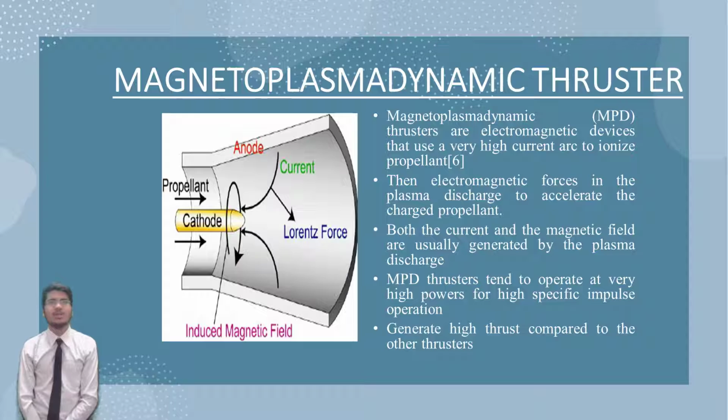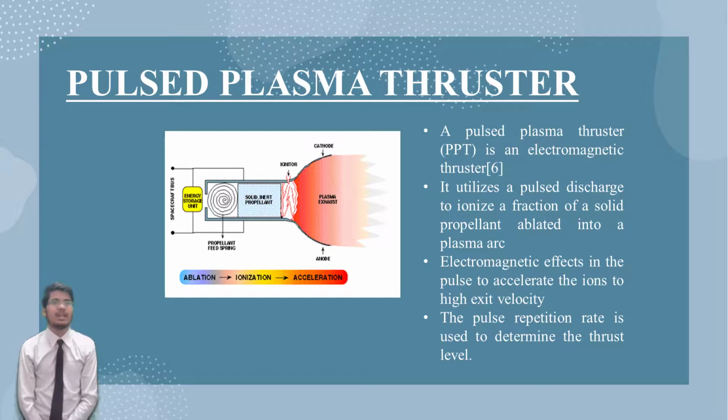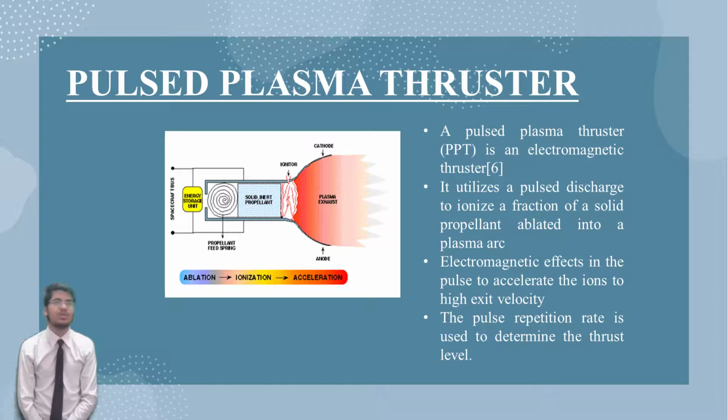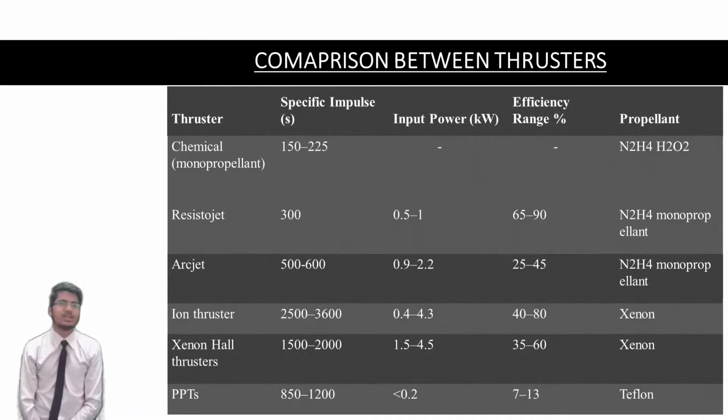Pulsed plasma thruster. A pulsed plasma thruster is an electromagnetic thruster that utilizes a pulsed discharge to ionize a fraction of a solid propellant ablated into a plasma arc, and electromagnetic effects in the pulse accelerate the ions to a high exit velocity. The pulse repetition rate is used to determine the thrust level. And this table shows the comparison between these thrusters.